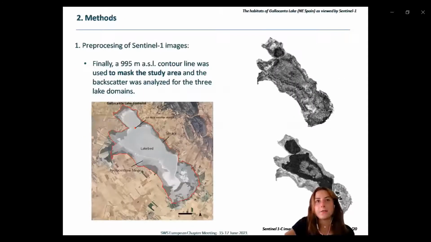A 995-meter ASL control line was used to map the study area, and the backscatter was analyzed for three lake domains.